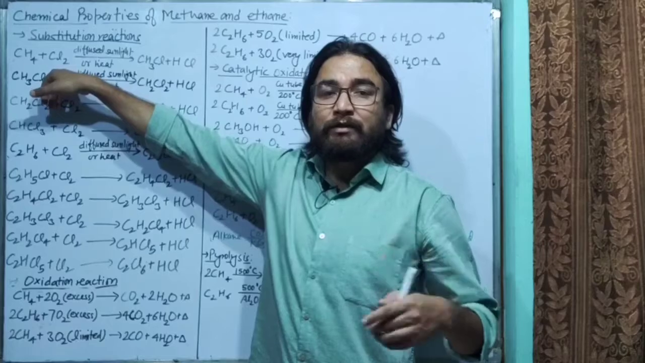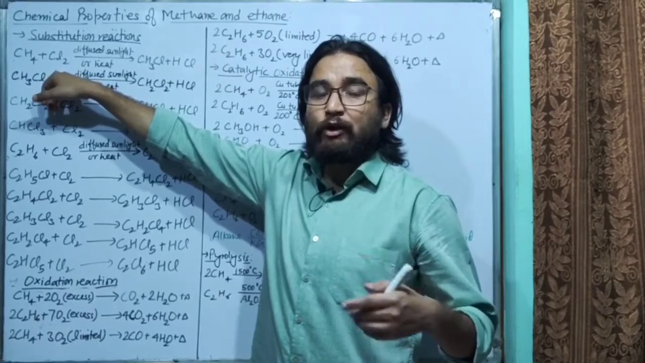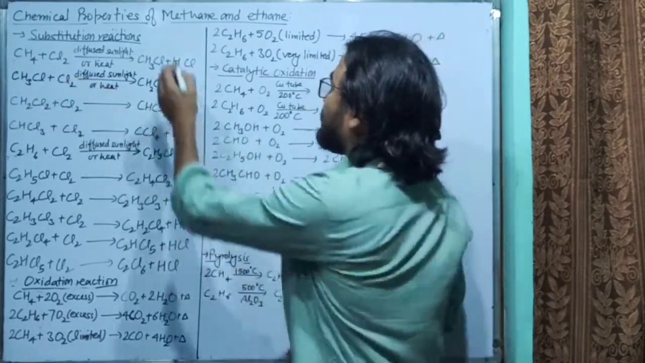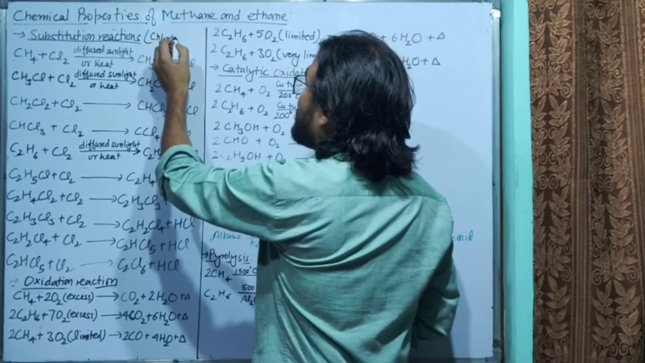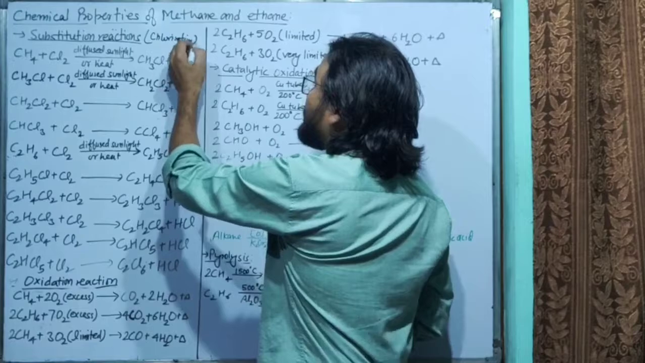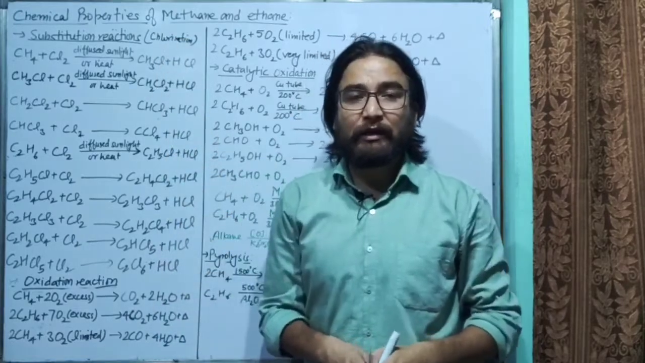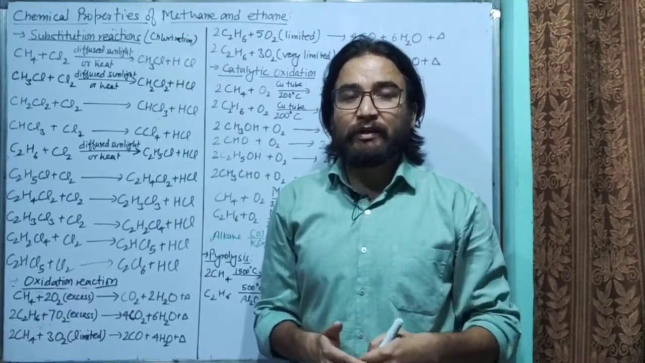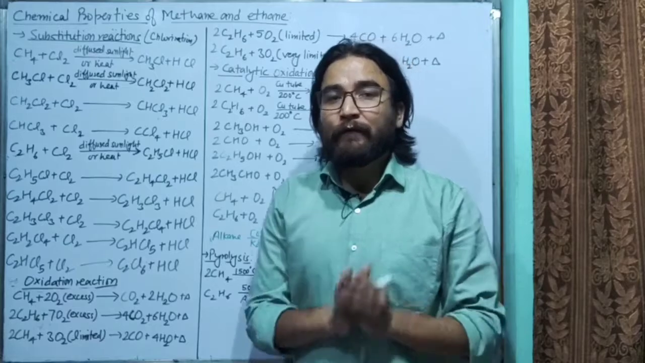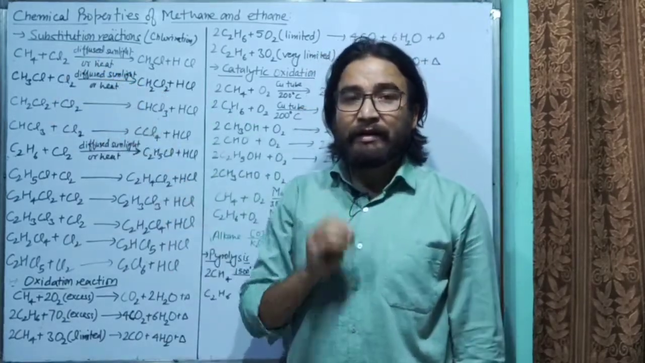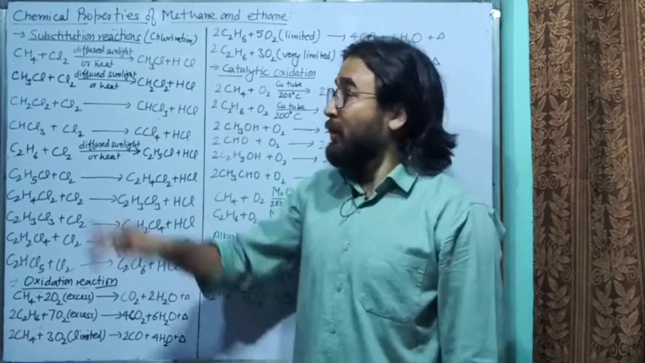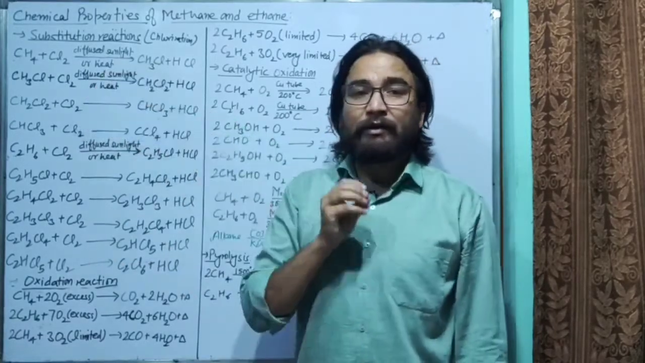This type of reaction is known as substitution reactions. If the substitution takes place by chlorine, then such reactions are called chlorination. If instead of chlorine we use bromine, then it will be called bromination. If we use fluorine, then it will be called fluorination. So chlorination can be done by heating methane and ethane or by diffuse sunlight.